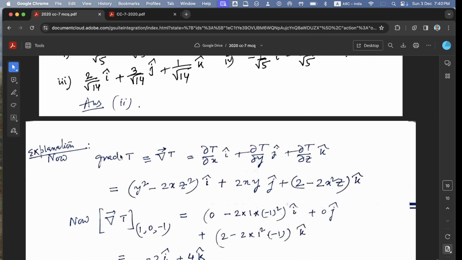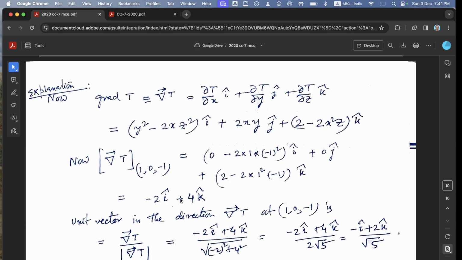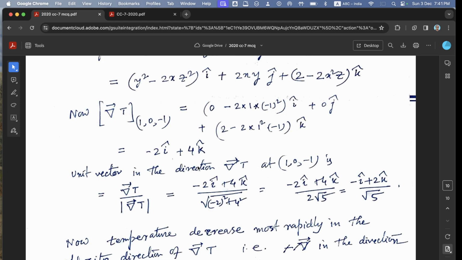Here, the gradient of T, that is grad T, is ∂T/∂x i cap, ∂T/∂y j cap, ∂T/∂z k cap. So we get this value for grad T. So grad T at the point (1, 0, minus 1): put x equal to 1, y equal to 0, z equal to minus 1. So we get minus 2 i cap plus 4 k cap. i cap, j cap, k cap are the unit vectors along the axes. Now the unit vector in the direction of grad T is grad T by modulus of grad T, which is equal to (minus i cap plus 2 k cap) by root 5.